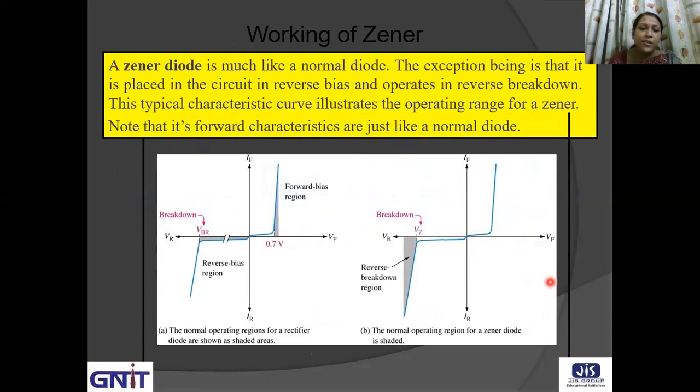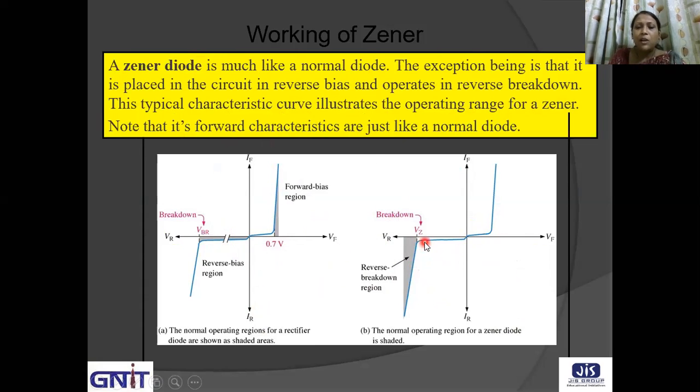The left hand side is showing the normal operating diode, that is a normal PN junction diode, and the right hand side is showing a Zener diode. What is the difference between these two? See what is happening.